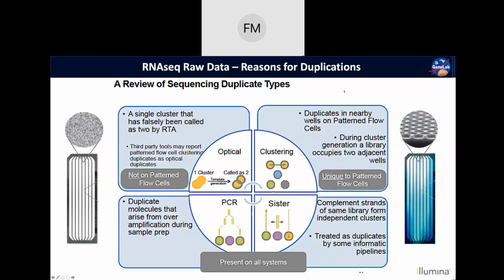Okay, so moving on to reasons for duplicates. So we talked a lot about having PCR duplicates, which is down here on the lower left. So we'll revisit that in a second, but I'm going to tell you some other ways that we can get duplicates, because PCR is not the only way that we can introduce artificial duplicates.